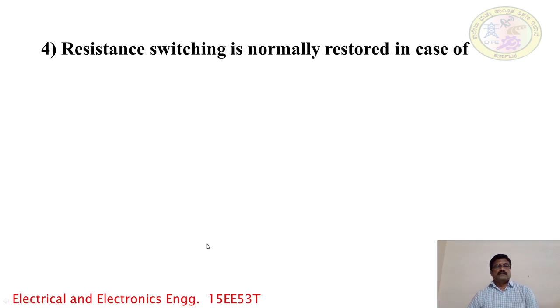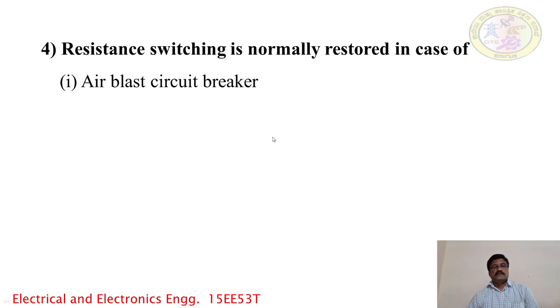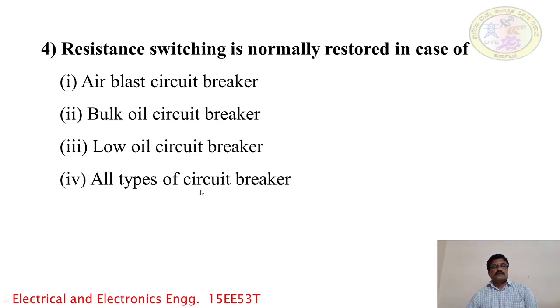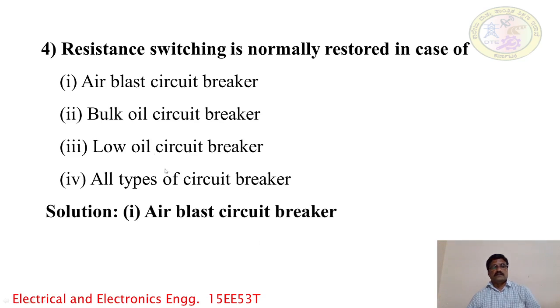Next, fourth one. Resistance switching is normally restored in case of: air blast circuit breaker, bulk oil circuit breaker, low oil circuit breaker, or all types of circuit breaker. So definitely the air blast circuit breaker restores the resistance switching.